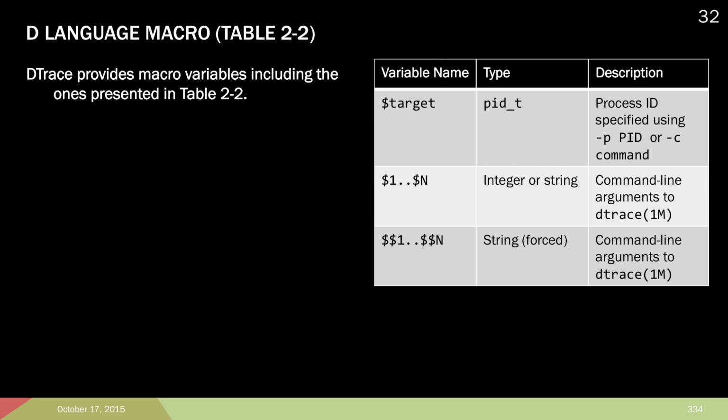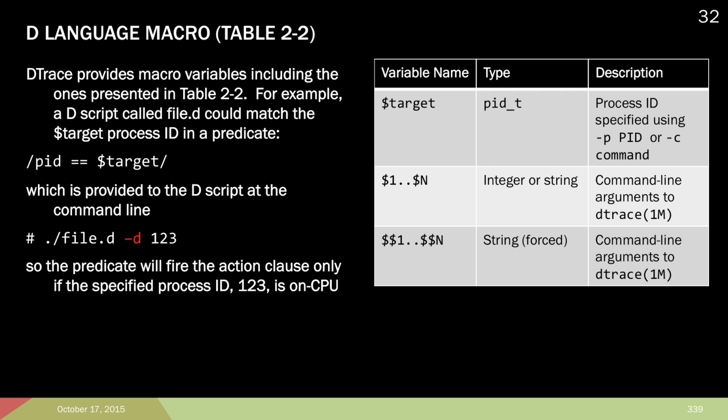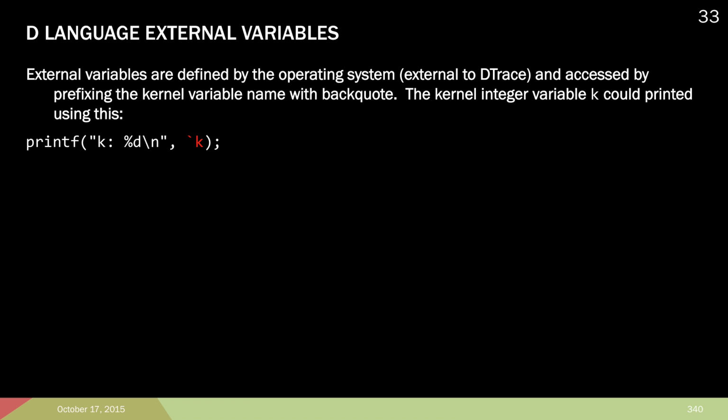DTrace also has what are called macro variables. $target is the same process ID passed to DTrace via -p, or it's the derived process ID when executing a command via -c. Use $1 through $n to retrieve args passed to DTrace from the command line, or $$1 through $$n, which gives you the same, but the types are coerced to strings. These can be used in aggregates like this to limit by process ID. Pass the command line using dtrace -D.